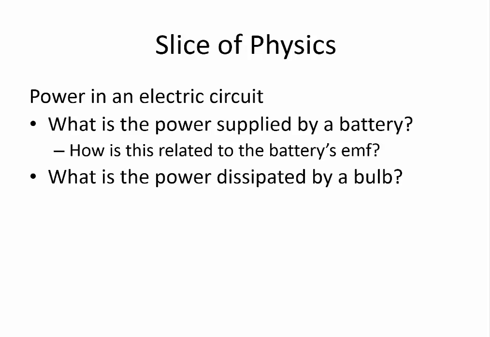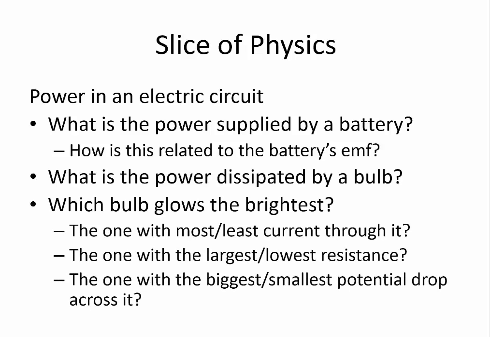Then we'll look at the power that's dissipated by a resistor, such as a bulb, and we'll answer questions like which bulb glows the brightest, the one with the most current through it or the one with the least current through it? Or does it depend on which one has the largest or lowest resistance? Or perhaps it depends on which one has the biggest potential drop or smallest potential drop across the bulb. Well, it turns out that the answer is a little more complex than that, so we'll look at that as well.